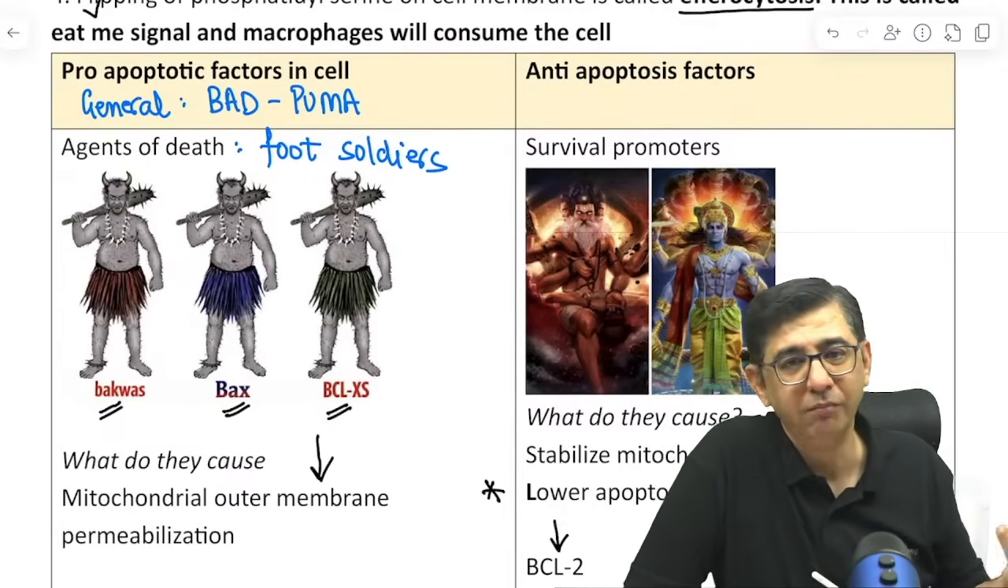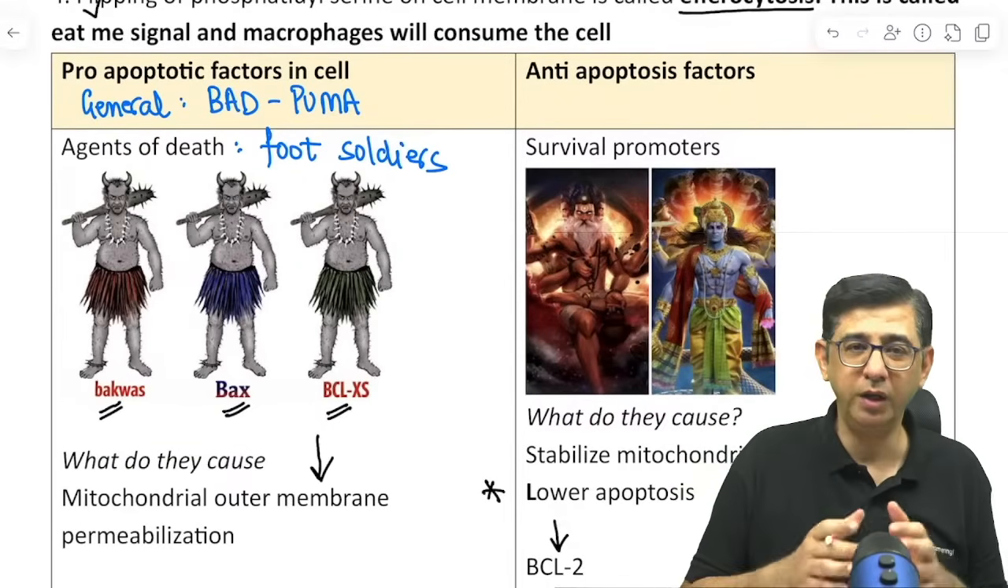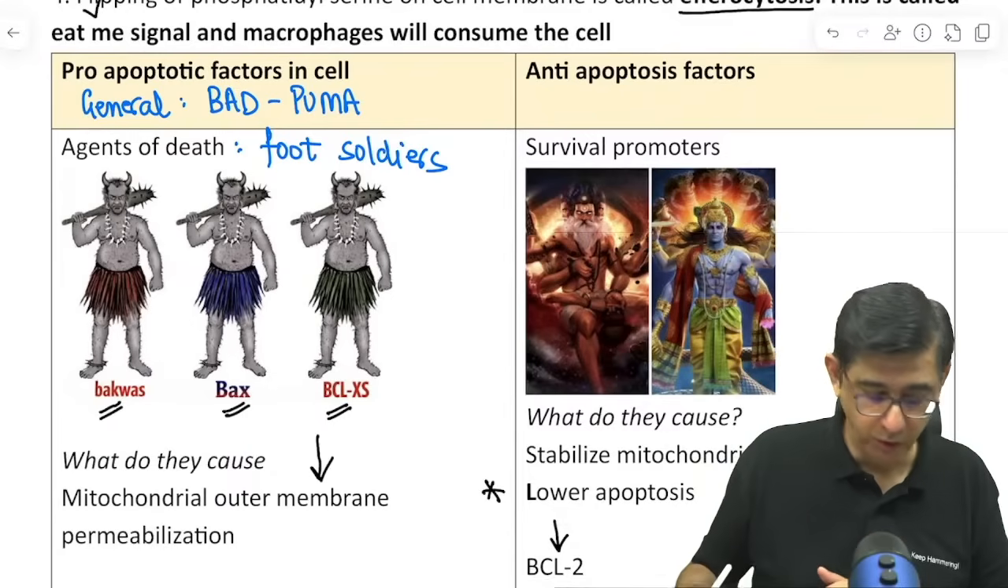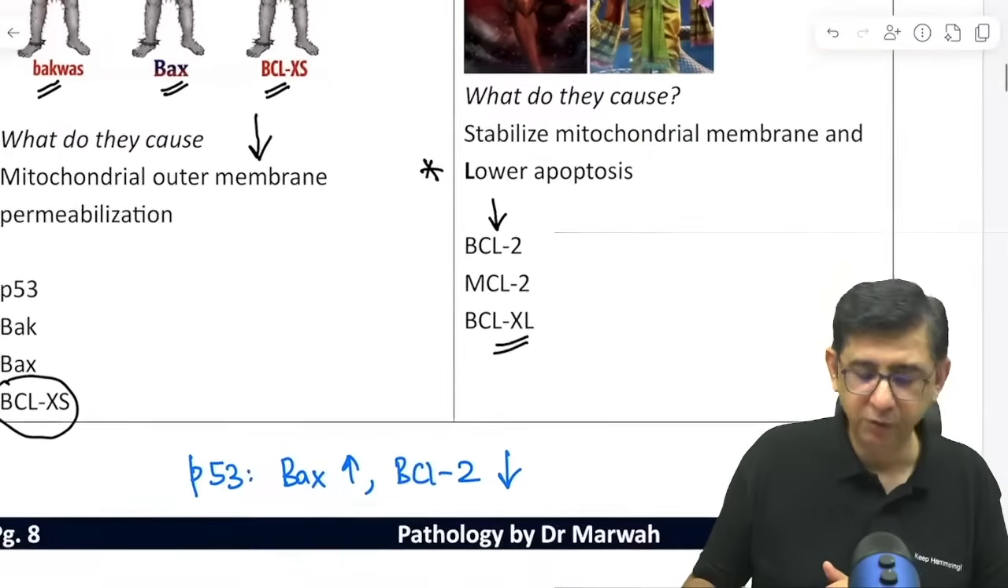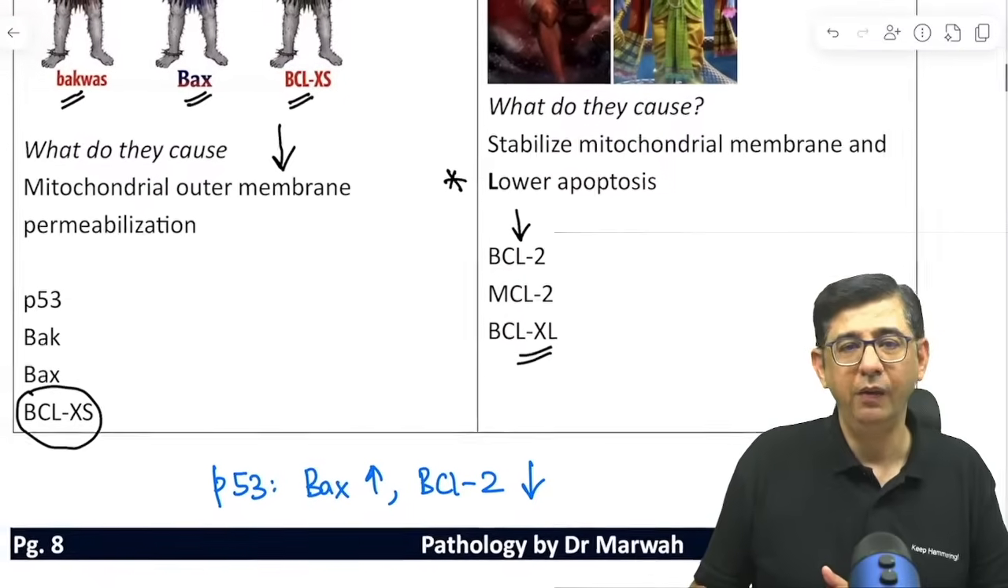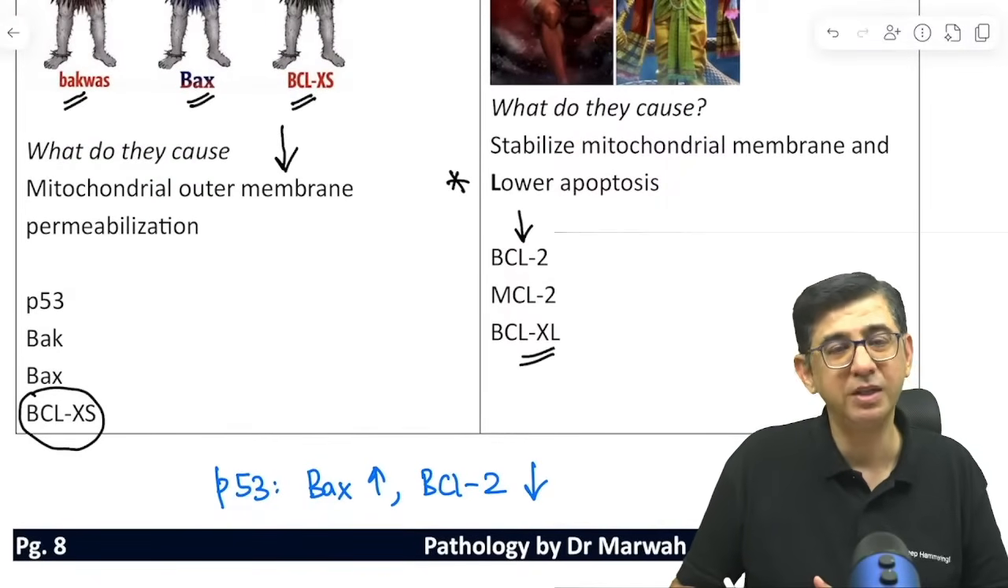You have a different way. I mean, I'm okay with it. But then what are the ones which will be lowering the apoptosis? The lowering वाले जो component होंगे, long life वाले, हाँ जी, exactly, good comment there. That is BCL2, MCL2 और BCL-XL.